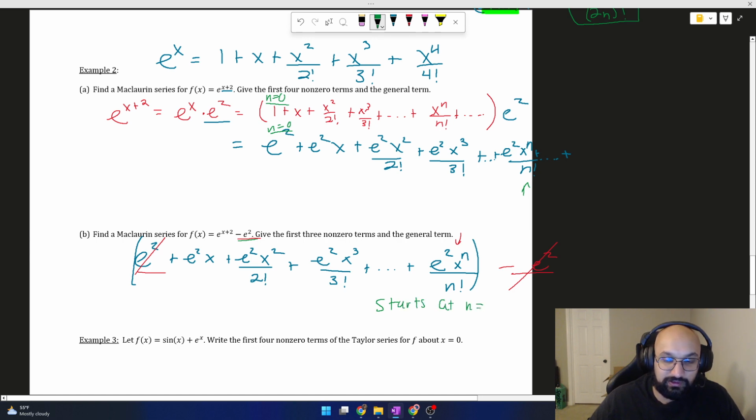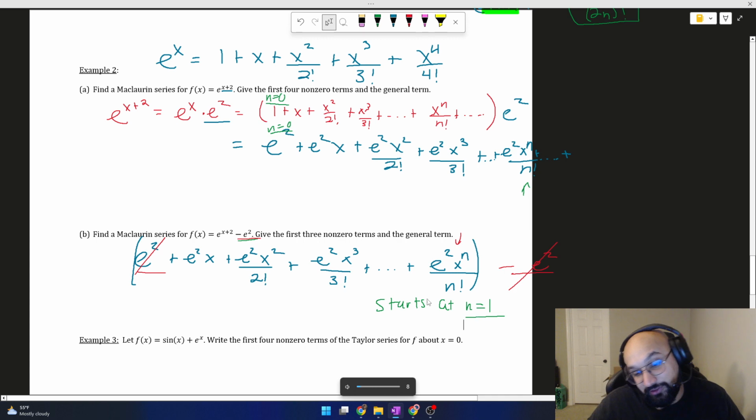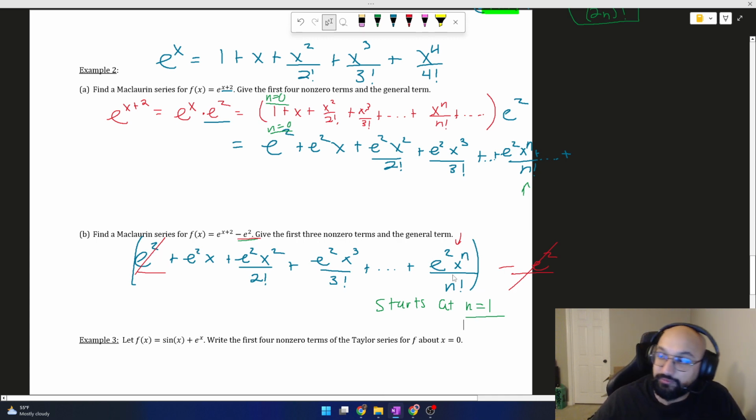The reason why we have to state that: if we plug in 1, we now get the bottom value of e squared x, because e squared x to the first over 1 factorial. And really, we do want to show that it did something. And the something it did is eliminate the 0th term.